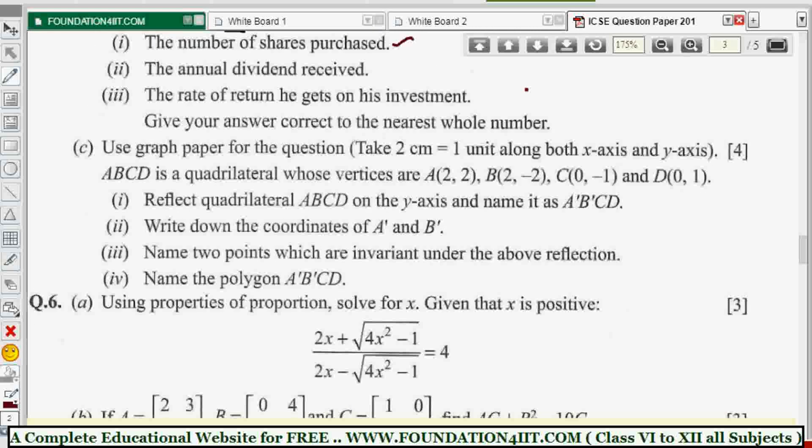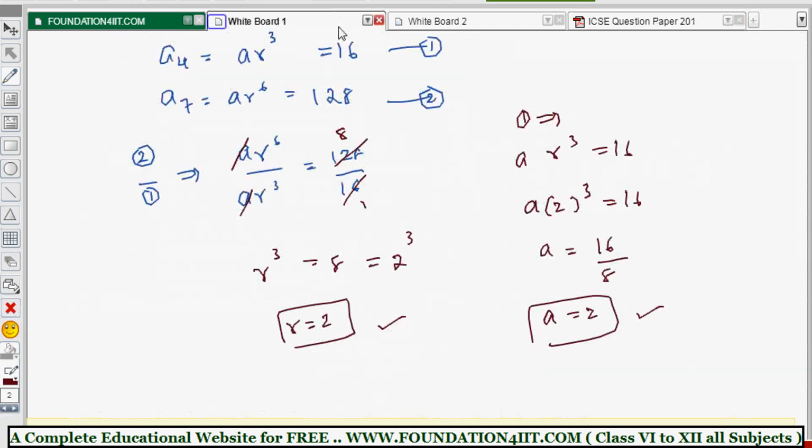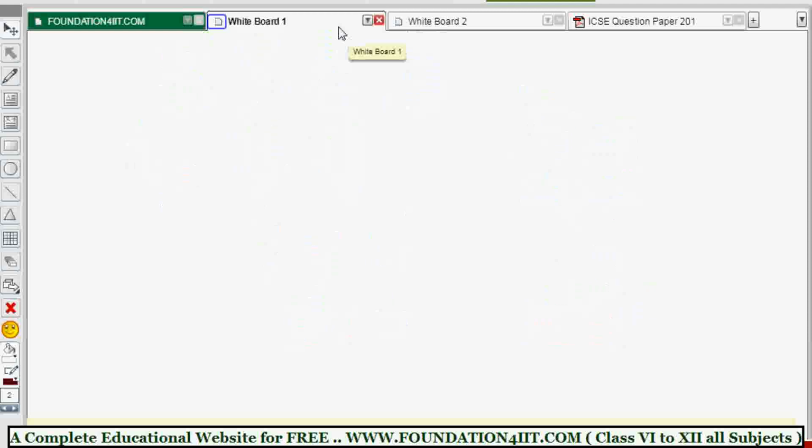Now next we'll see this third one. Use the graph paper for the question. Take 2 centimeters equal to 1 unit along both x and y axis. 2 centimeters, 1 unit. Just take this graph.